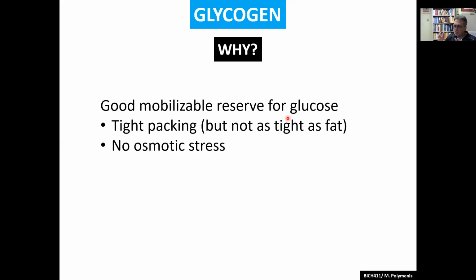When you really want to put something in storage, you want to have tight packing. Every time you start putting stuff in some storage space, you really can't just throw stuff around on the floor. You have to pack it very tightly to make good use of the space. And for molecules such as glucose, you want to do it in a way that does not cause osmotic stress in the cell. Glycogen fits both of these criteria: it provides for tight packing of glucose molecules, and it does not cause any osmotic stress.